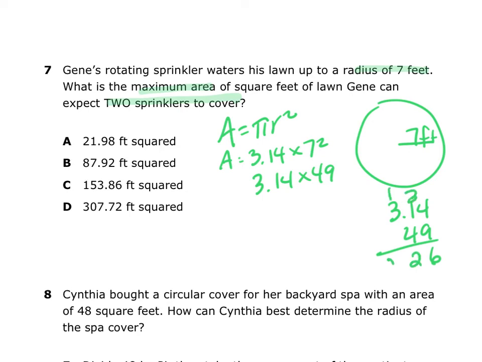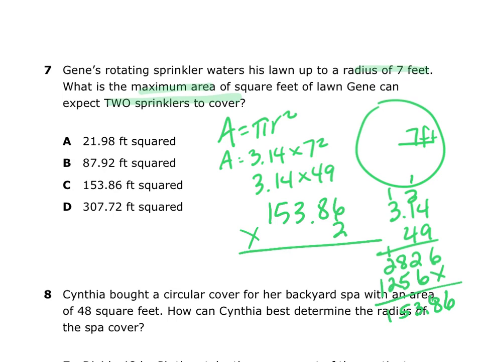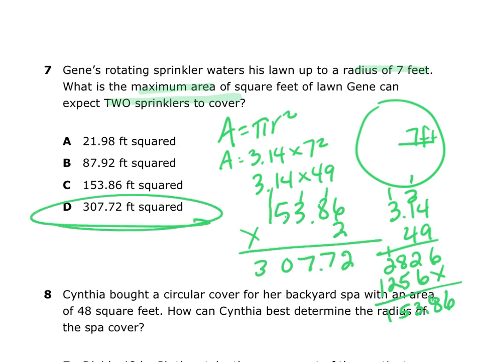3.14 times 49 is 153.86. And that's for 1. So we need it for 2. So we're going to say times 2. It's going to be 307.72, which is answer choice D.